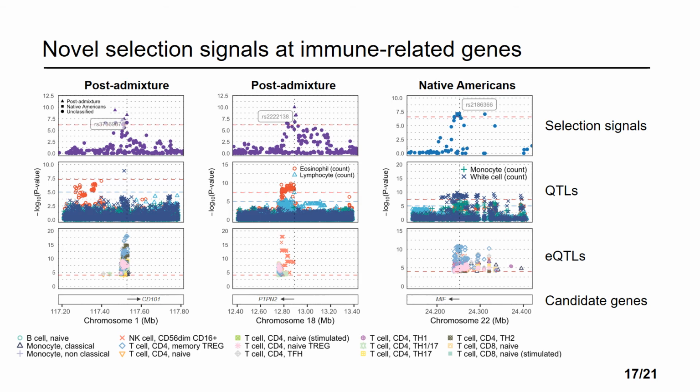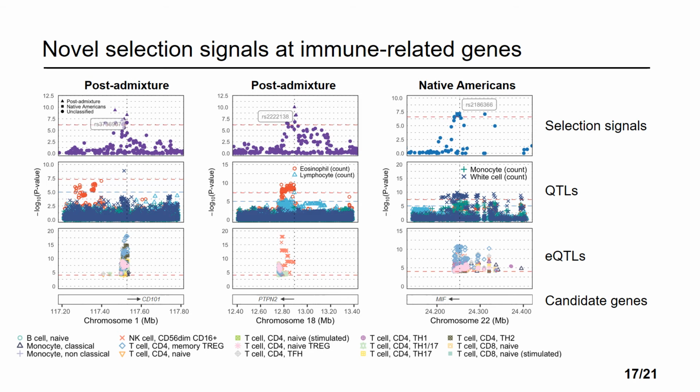In the second plot, again showing a selection signal in the Chilean population, in this case a signal that overlaps with the PTPN2 gene, a gene implicated in the development of the immune system. We again see that the top SNP is strongly associated to different types of white cell counts, and that nearby SNPs also control the expression of this gene, but in this case particularly in natural killer cells.